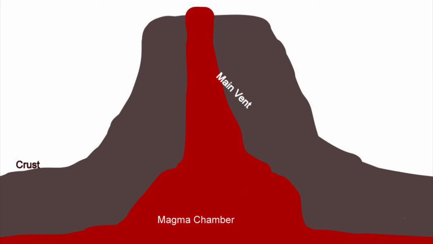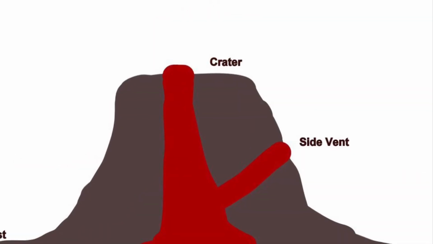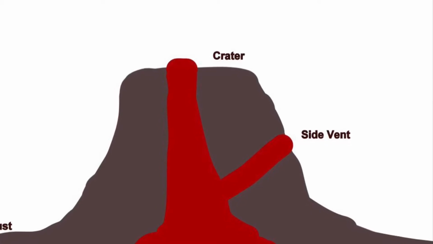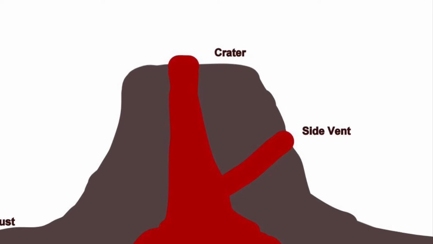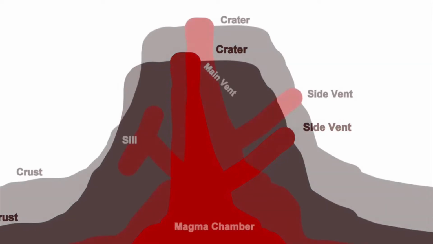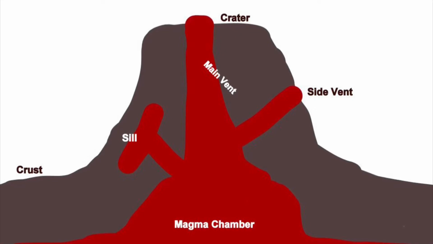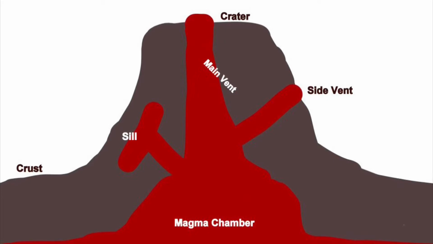As the magma moves up, it primarily goes up the main vent to the Earth's surface. The top part of the volcano, at the end of the main vent, is the crater, which is where the magma comes out. A volcano might also have a side vent, which is where some magma escapes out the side of the volcano, and it may also have a sill, where magma moves off the main vent and in between layers of rock, but it does not reach the surface.